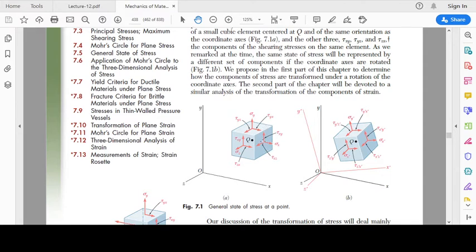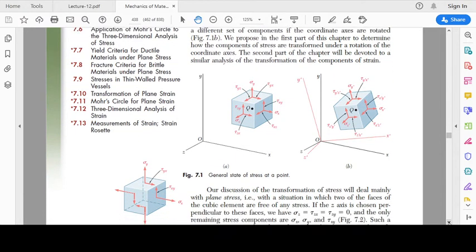In this case, again, the outward normal is along x, so the first subscript is x, and the direction of the shear stress is along z, so this is tau xz. Similarly, this is tau yx, this is tau yz. The first subscript is the direction of the outward normal, which is along z, and the second subscript is the direction of the shear stress, which is along y, so this is tau zy. Similarly, this is tau zx. So this is a three-dimensional stress system in general.